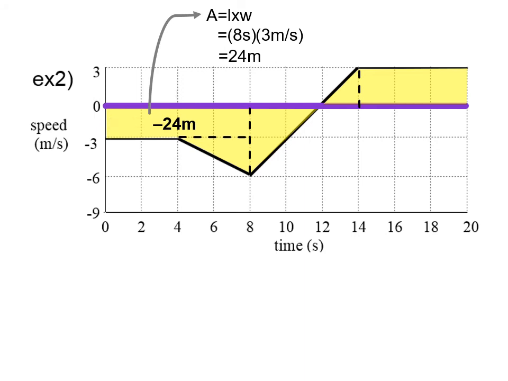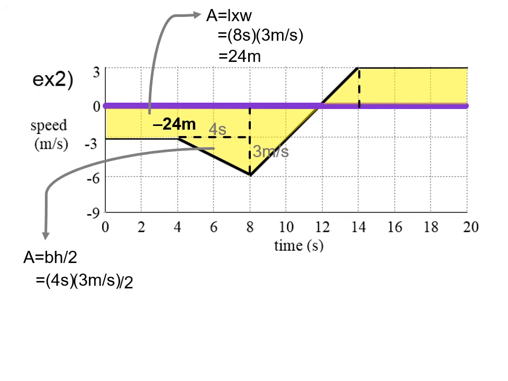Now I have that triangle I want to look at, and that's base times height divided by 2. Base of this triangle is equal to 4 seconds because it goes from 4 to 8 seconds. And the height is equal to 3 meters per second because it goes from -6 to -3. So 4 multiplied by 3 divided by 2 gives me 6 meters. And again, this shape is below 0, so I write it in as -6 meters.